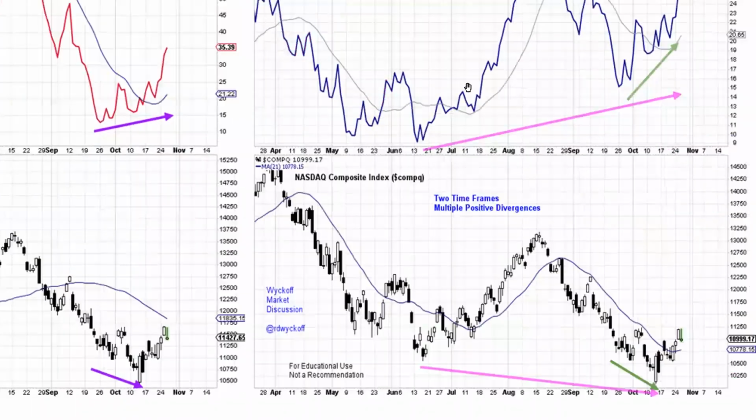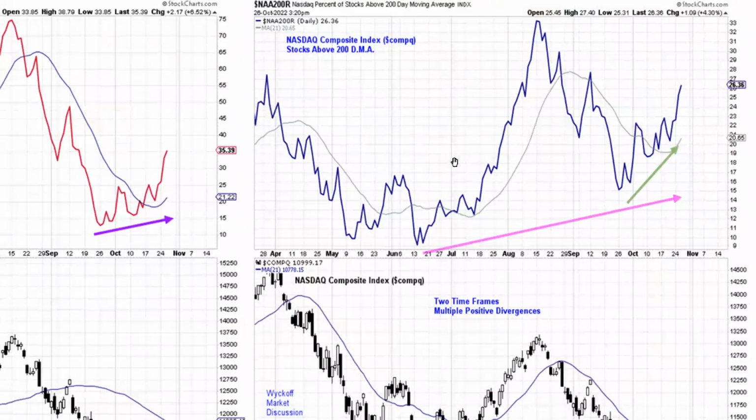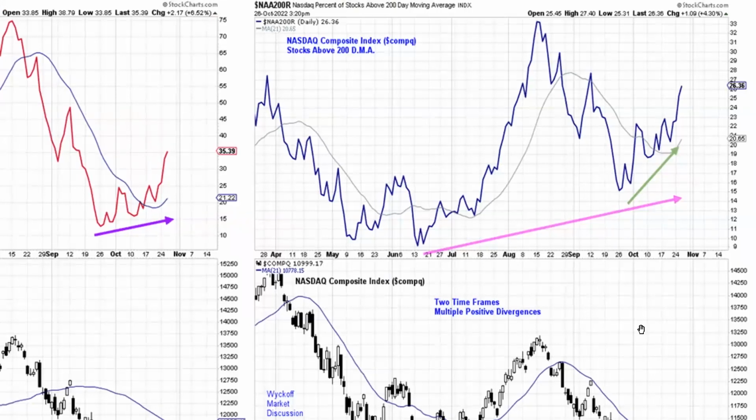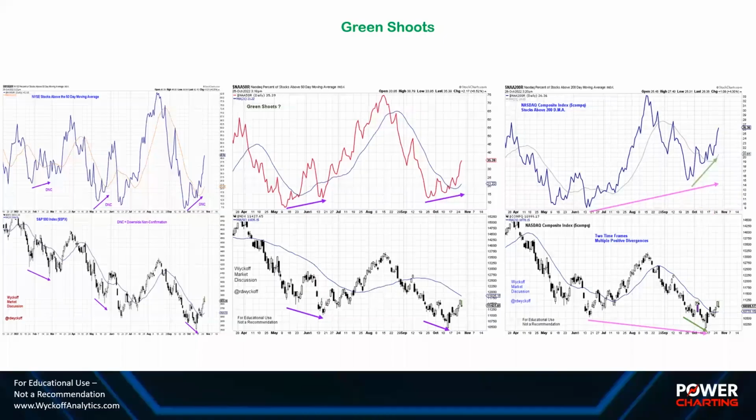Now, this is something that's very interesting. This is the NASDAQ, again stocks above their 200-day in this case: a June low, then a late September low into the end of the quarter. Well, guess what? The index makes a lower low, as described by this purple line, but there's a higher low in the stocks above their 200-day. This is a long, slow indicator of potential green shoots. And here we are making a higher low.